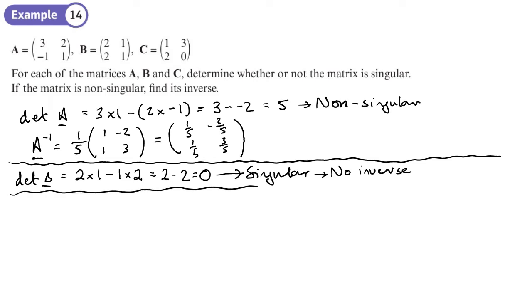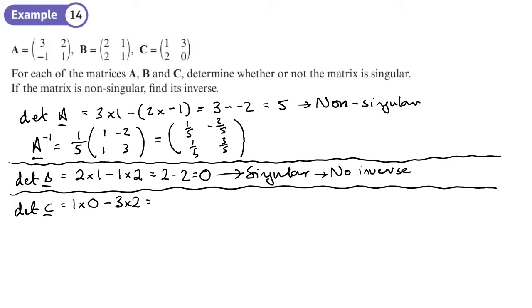And then the last one is the determinant of C. Let's see if this is non-singular or not. So this will be A times D minus B times C.